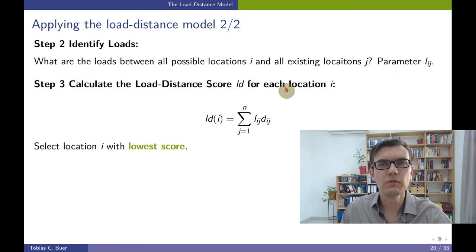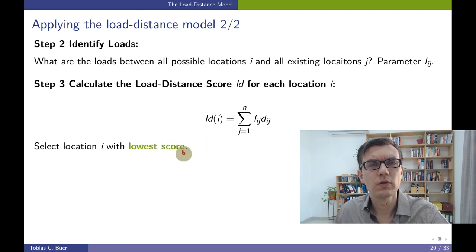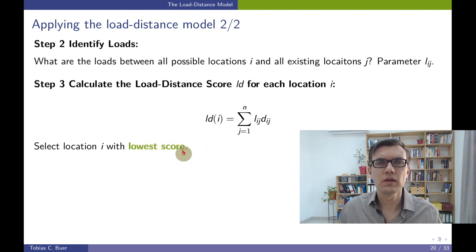In step 3, we now calculate the actual load distance score, LD. We do this for each location, and the load distance score is the summation of the load that has to be transported between location I and J times the distance between location I and location J. We do this for every location, and the location with the lowest load distance score is our winner. This is the best location that we have identified.